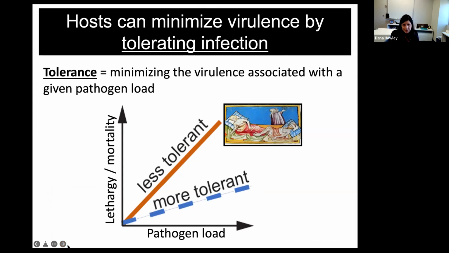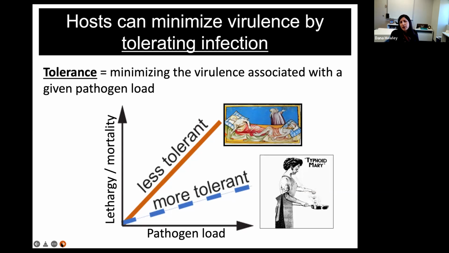In any case, a well-known example of a potentially tolerant host is Typhoid Mary, who we know had high levels of the bacteria that causes typhoid, but showed no or relatively few apparent effects of infection.